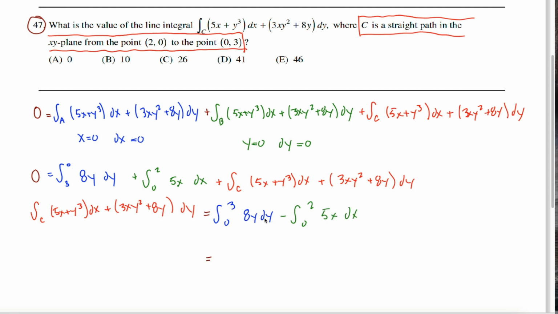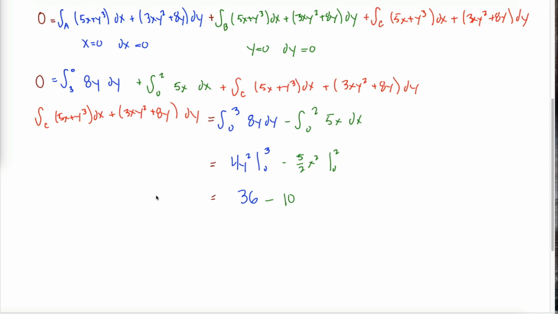The integral from 0 to 3 of 8y dy is just 4y squared evaluated from 0 to 3. And the integral from 0 to 2 of 5x dx is just 5/2 x squared evaluated from 0 to 2. Over here I get 36 minus 0, so 36. Over here I get 5/2 times 4, 20/2, that's 10 minus 0, so just 10. So I get 36 minus 10. In other words, 26 is the value of this integral.